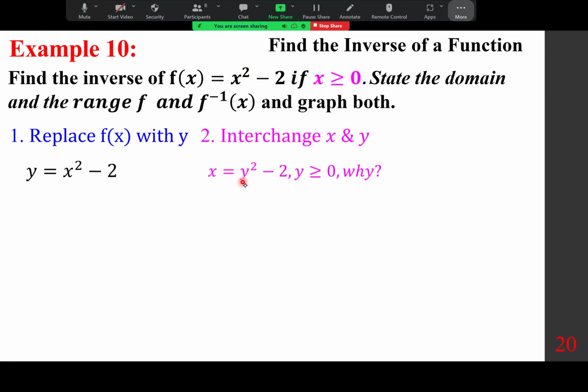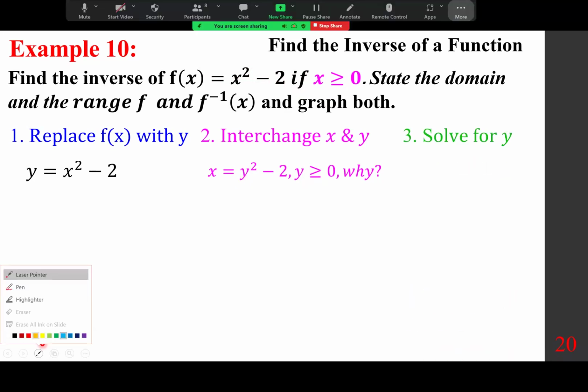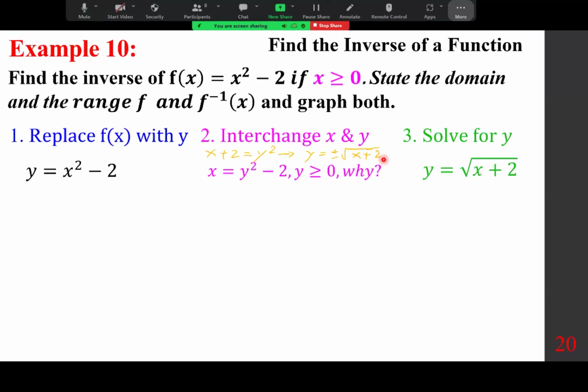And we are going to solve for y. To solve for y, x plus 2 is y squared. Therefore, y is plus or minus the square root of x plus 2. There are two answers. And because y is larger than or equal to 0, we just take the positive one. Just in case this was less than or equal to 0, we would take the negative one. Okay, so it's the inverse function for the other half.